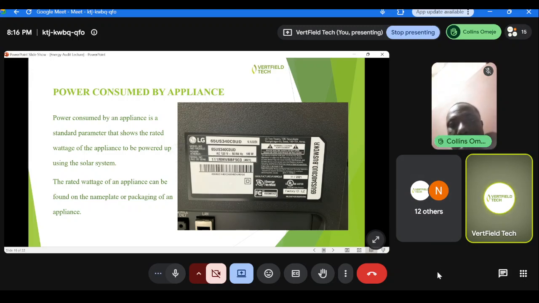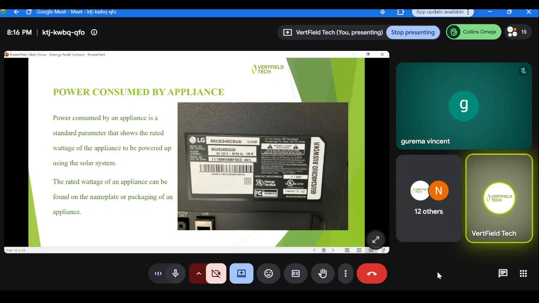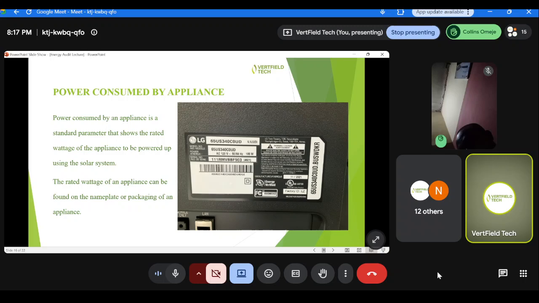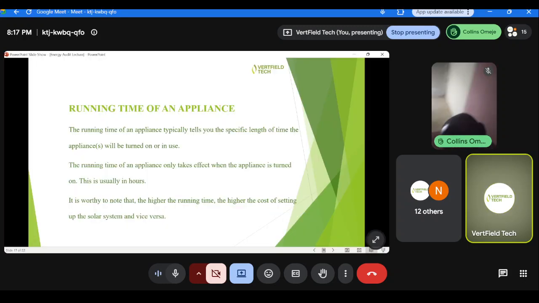In case you go out there and you are faced with the challenge of getting these wattages, you just look at the back of your TV, look at the back of the freezer, all the information that you need would be there staring at you. But then you must know how to read and interpret every nameplate. The running time of an appliance typically tells you how long those appliances are to be powered on. That is to say, the running time only takes effect when the appliances are turned on.